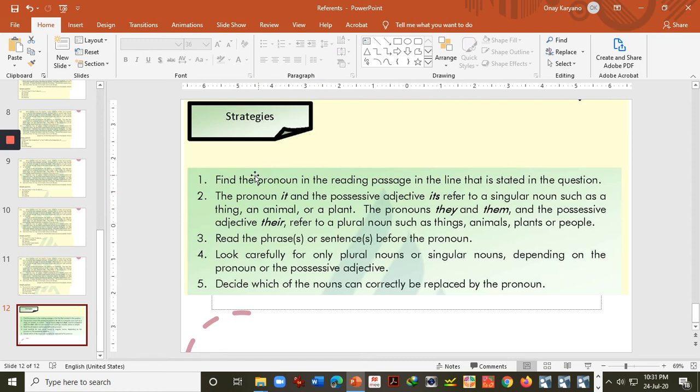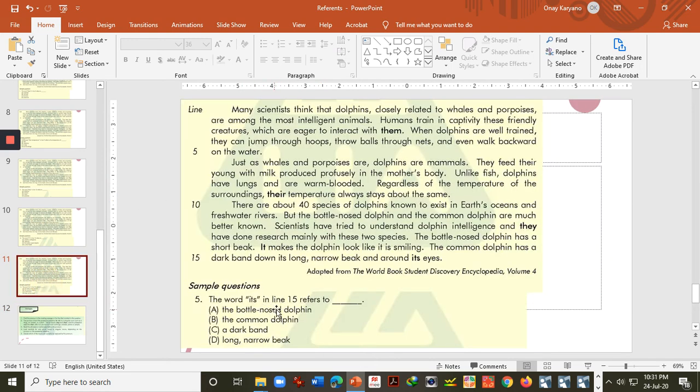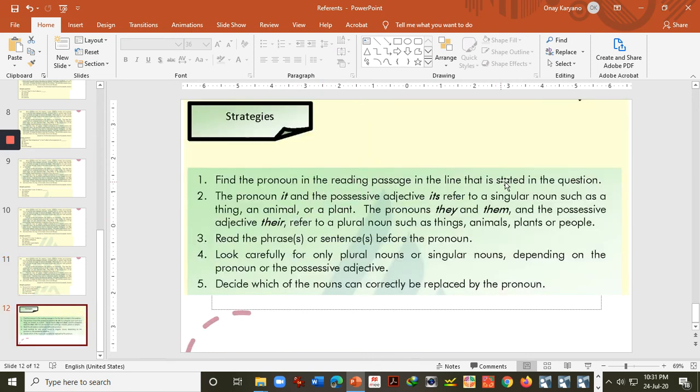Oke, jadi the strategy that we can apply selalu langsung. Ini ada kata its in line 15. Cari line number berapa. Okay, and then kemudian don't forget the pronoun it and the possessive adjective its refer to singular. Jadi mau pakai it atau its, kita harus cari benda yang singular, tunggal, hanya satu, it's only one. Okay, such as thing, animal, or plant, not human, because we don't use it for human. While the pronouns they and them and the possessive adjectives their refer to plurals such as things, animals, plants, or people. People masih bisa. Karena they ini bisa juga untuk orang. Tapi kalau its, no, we cannot use it.